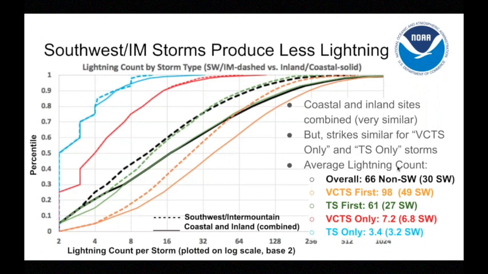But overall, you can see that, like the headline says, Southwest and Intermountain storms tend to produce less lightning, even though VCTS only and TS only are pretty similar. The VCTS first and TS first distinctions show that Southwest Intermountain do, in fact, produce less lightning on average.